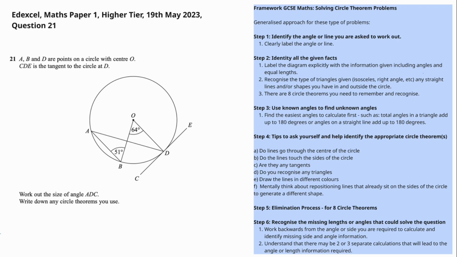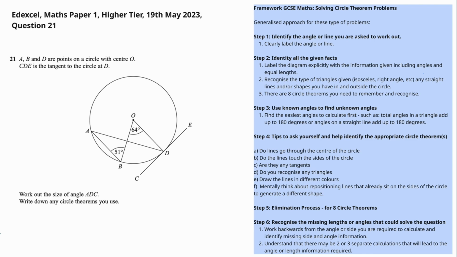Hi there and welcome to another Framework GCSE Maths video where we look at a circle theorem question from a higher tier Edexcel maths paper. Most students find circle theorems difficult to solve, which is completely understandable because this type of maths also requires having a certain level of spatial and visual perception.